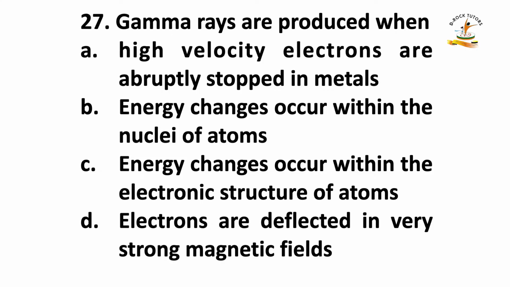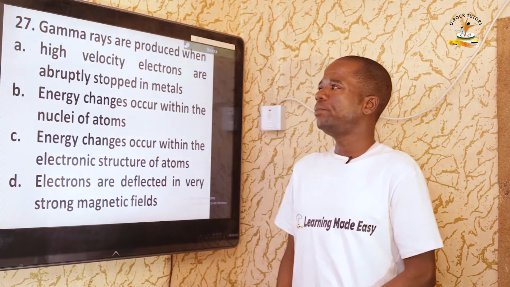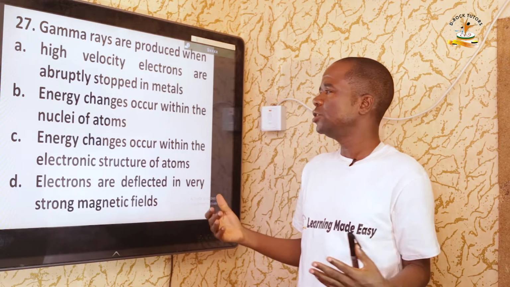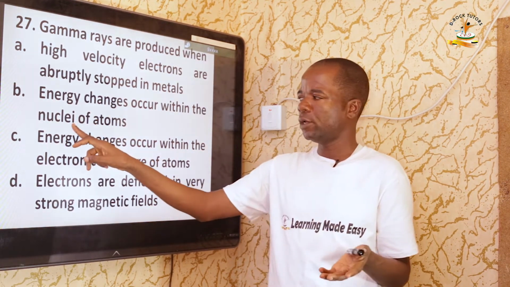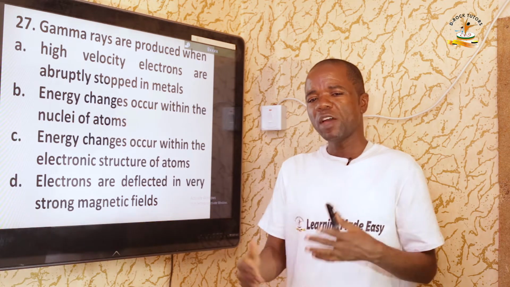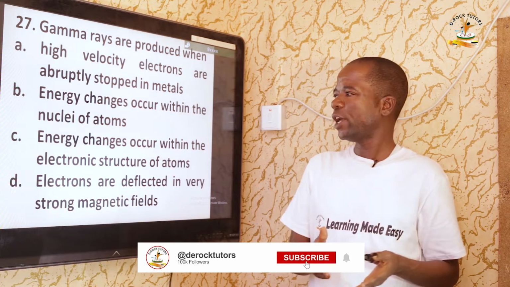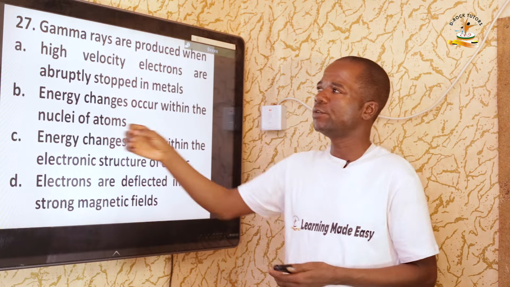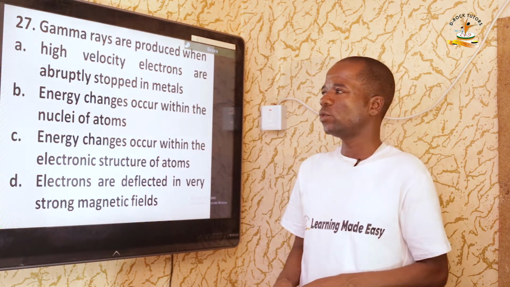Gamma rays are produced when, if you look at all the options, the correct option here is B. Gamma rays are always produced whenever there are changes within the nuclei, the plural of nucleus, of atoms. Whenever changes occur in the energy composition in the nuclei of atoms, gamma rays are emitted or produced. The correct option for number 27 is B. Let's go to number 28.